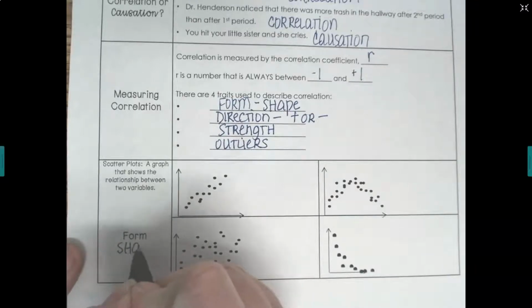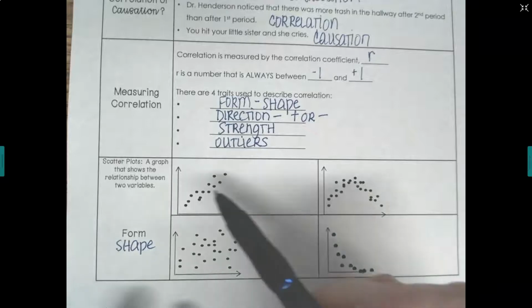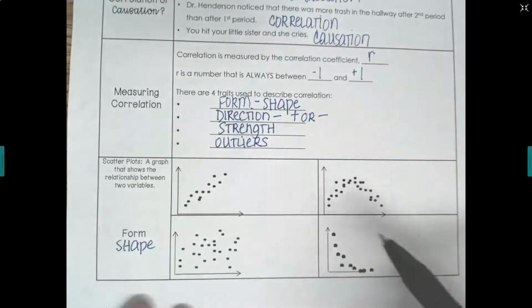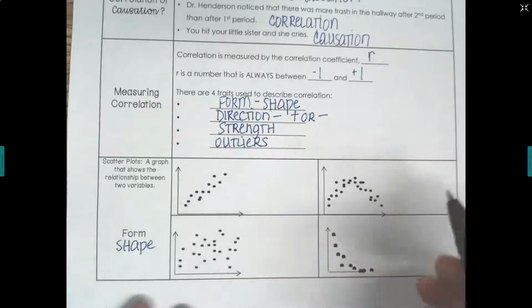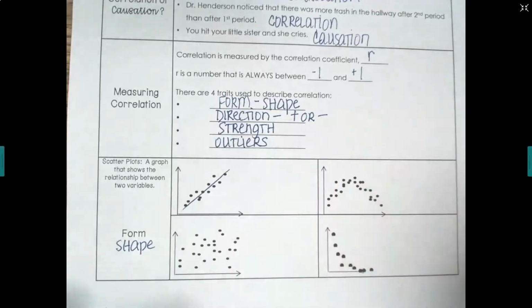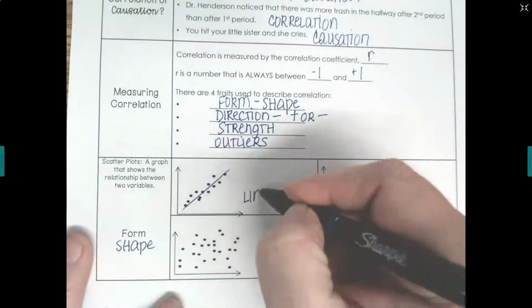Okay? So we're going to start with form, and form just means shape. What shape is the data? So you want to look, this is a scatter plot, so we have X values and we have Y values. If you can see a pattern, always try and envision a line going through the middle of the data. So I'm going to draw it in, and when I look at that, that is pretty straight. So we're going to call that linear.